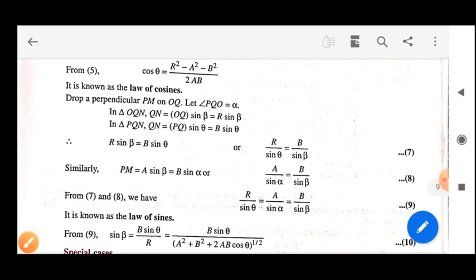The laws of sines and cosines are now clear. With these discussions, we have seen how to find the resultant of vectors by graphical and analytical methods. Let's end our class here, students. In the next class, let's discuss the rest of the things about vectors. Thank you, students, for today.